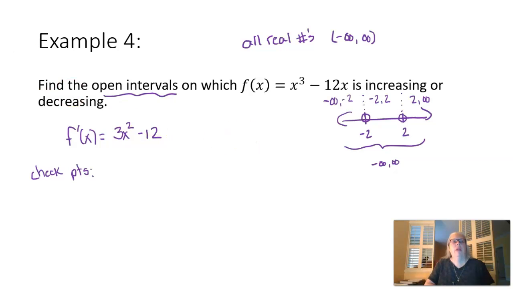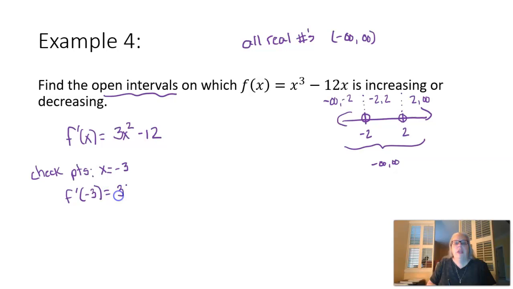Okay, so I'm going to pick a point over here to the left of negative 2, and we can pick negative 3, but you can go crazy if you want to and pick negative 1,000. It really doesn't matter. Alright, so I'm going to check when x is equal to negative 3. And I'm going to plug it into my first derivative there.